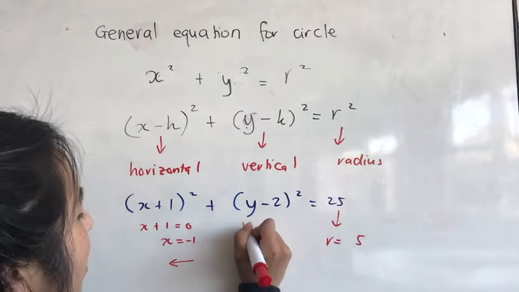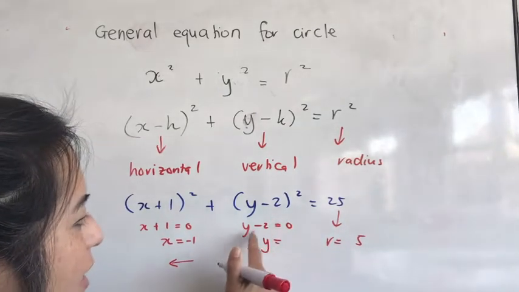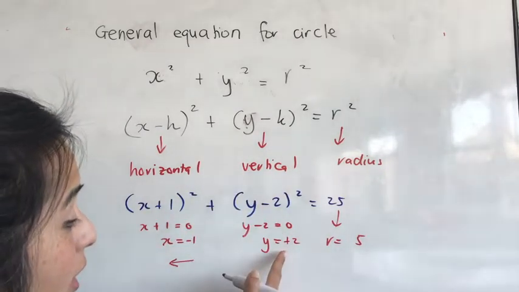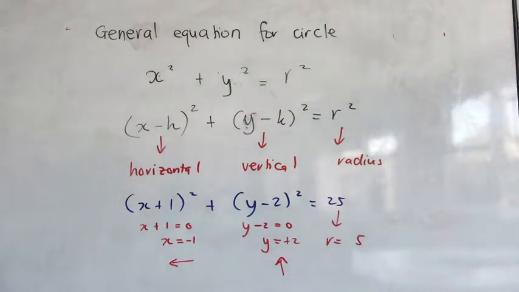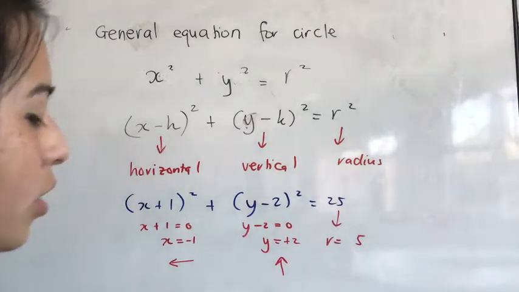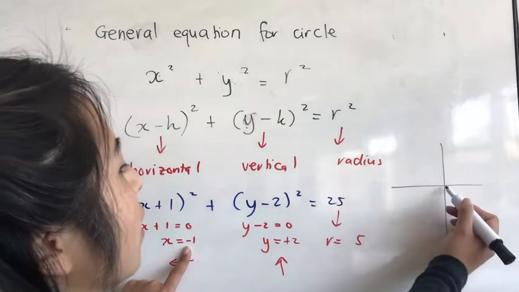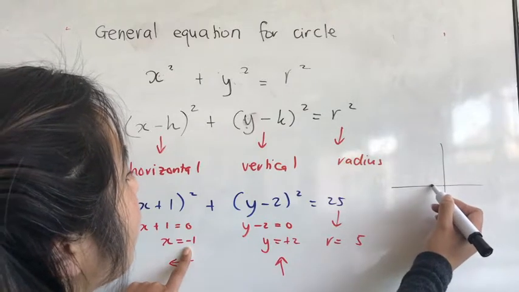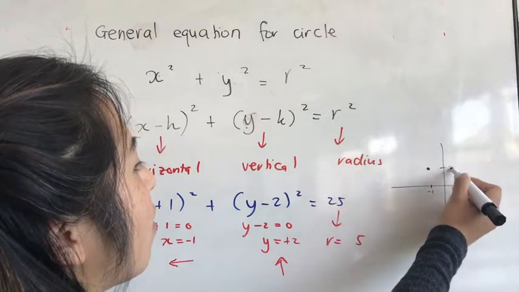This bit of information tells me, when I solve for y, that y is equal to plus 2. So that tells me, because it's vertical translation, the centre is moving up by 2. So knowing this information, let me just do a quick sketch over here. I've got the centre, which was originally at the origin, has moved over left by 1 and up by 2. So that's now the centre.